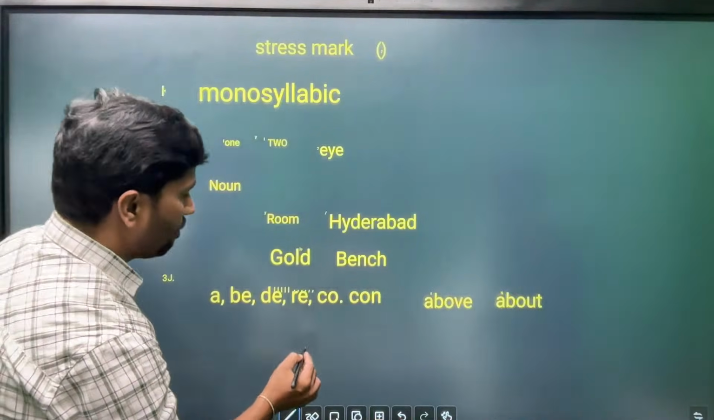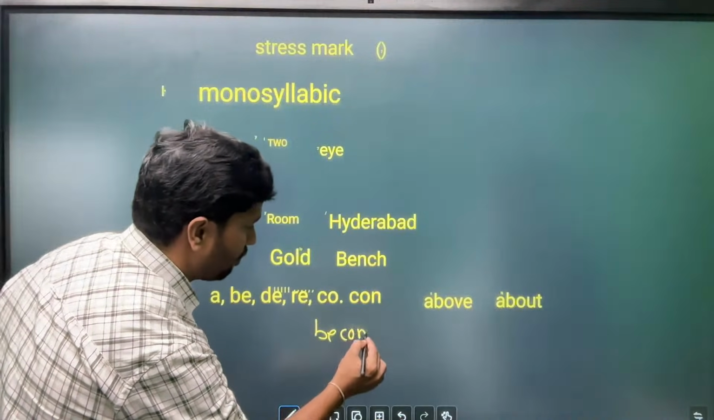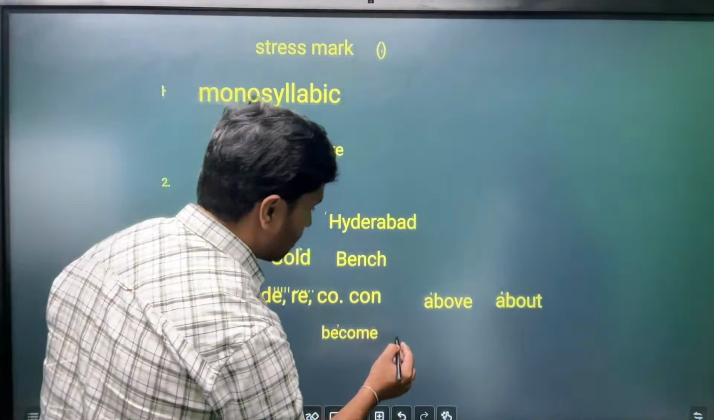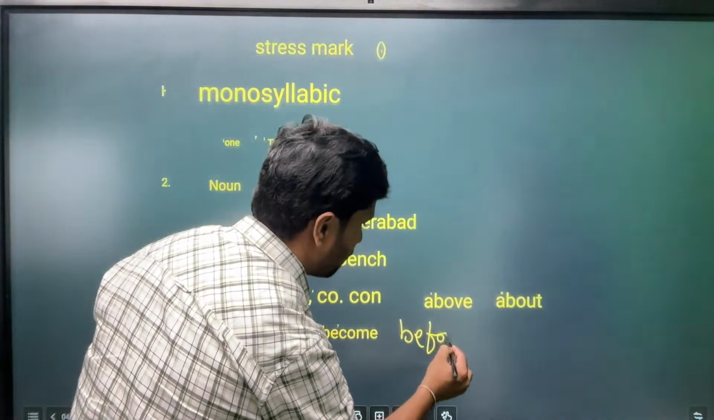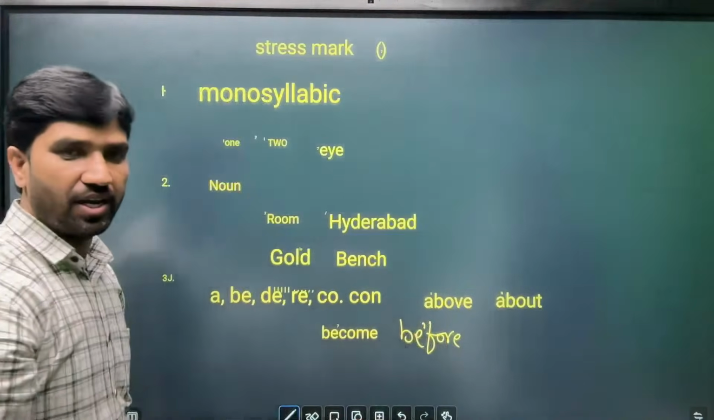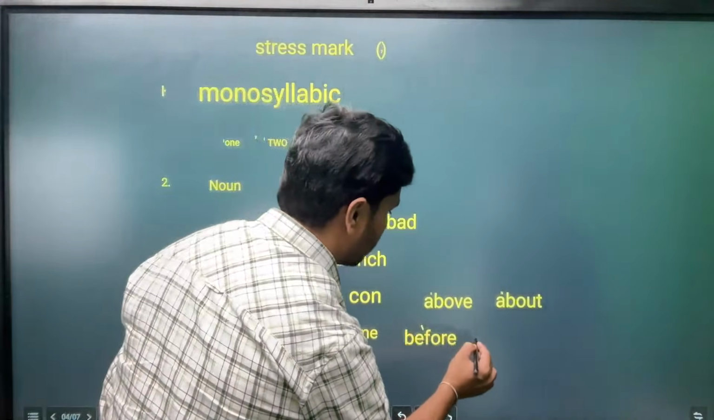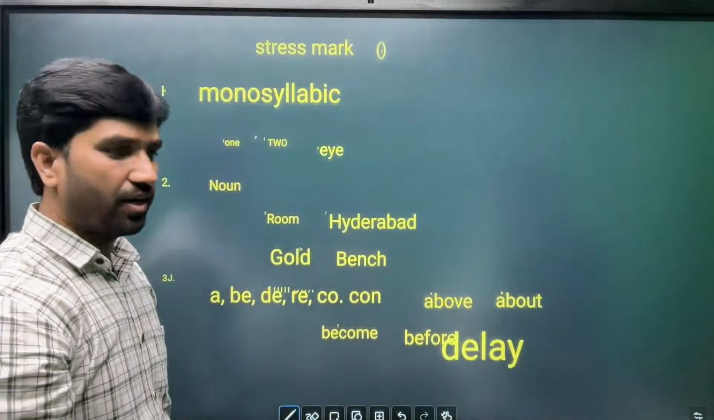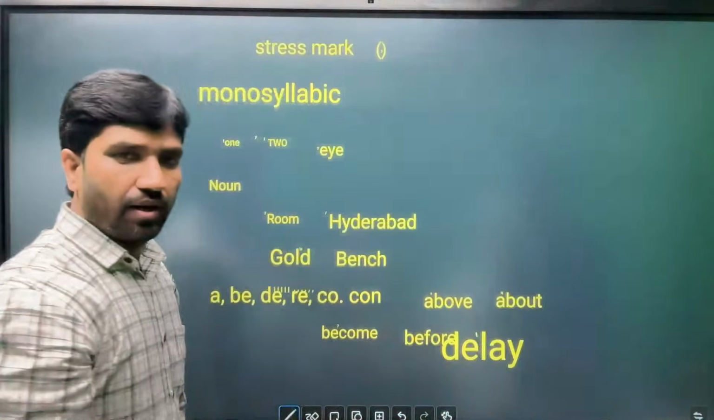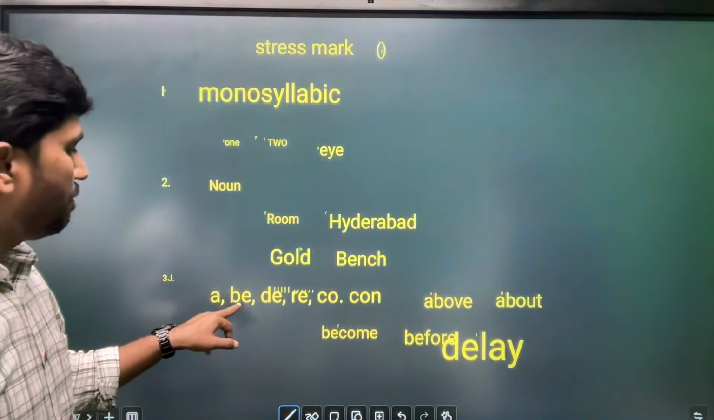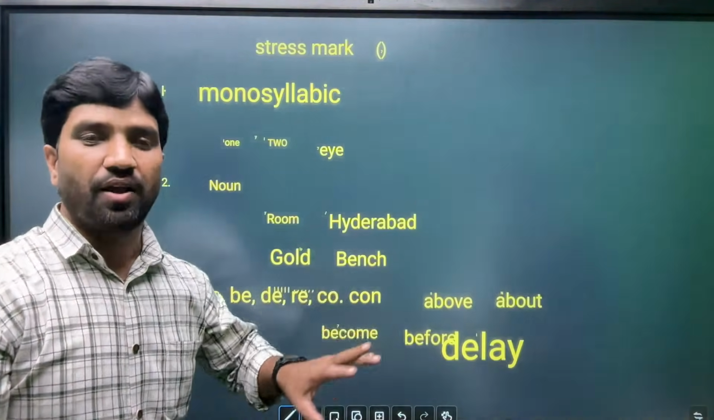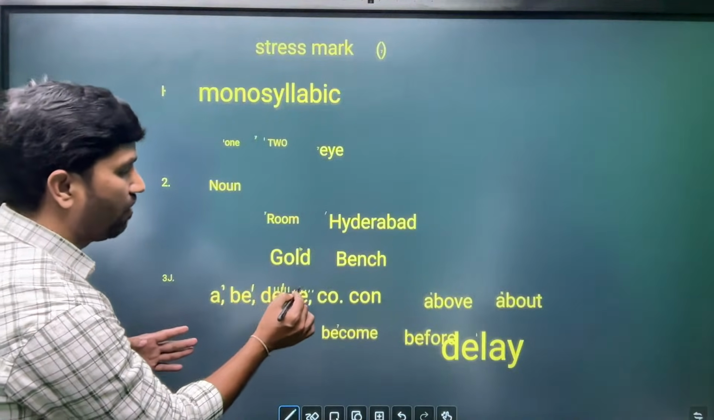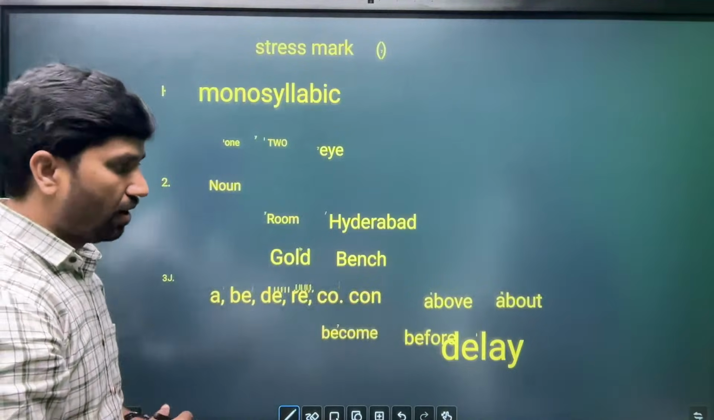For example, become. Stress marks after B. And for example, before. The stress marks fall after BE. Next, for example, delay. The stress marks fall after DE. Delay. See, remember these letters: A, B, D, R, C, O, N. When disyllabic words start with these letters, immediately the stress marks fall after these letters. Remember this.